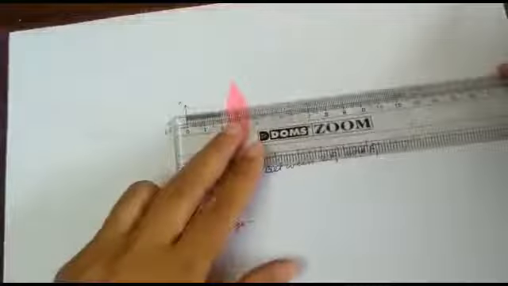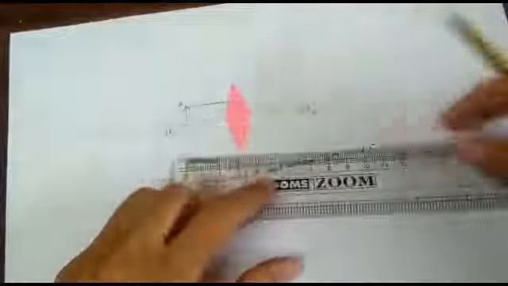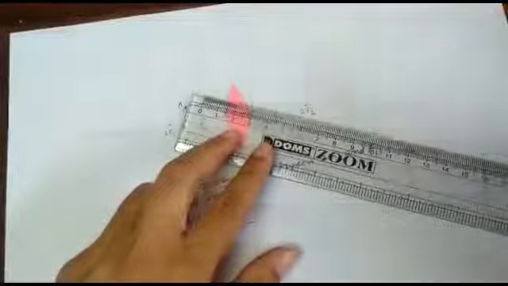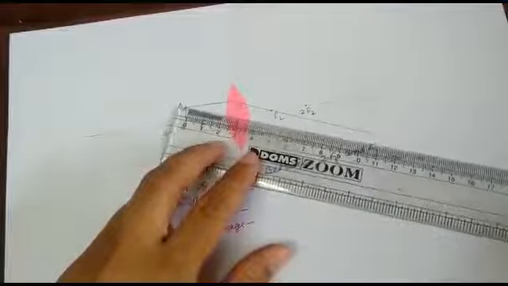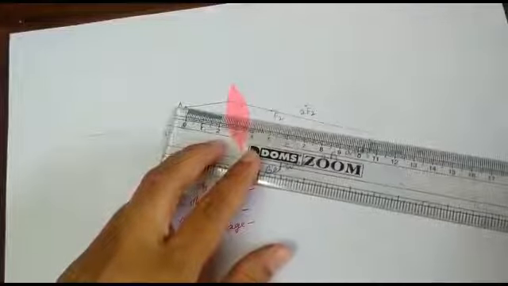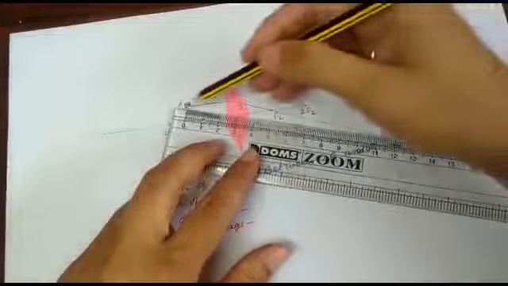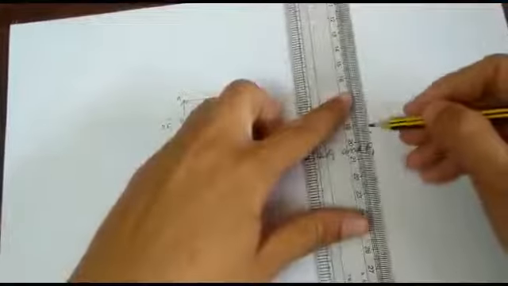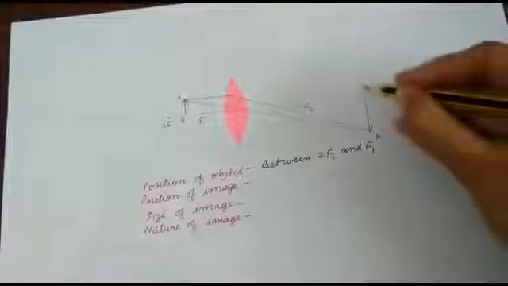So the first light ray I am drawing here will move parallel to the principal axis. After refraction, it will pass through the focus. And the other light ray is passing through the optical center. So this is the point where these light rays, after refraction, are meeting. So here we will draw the image.